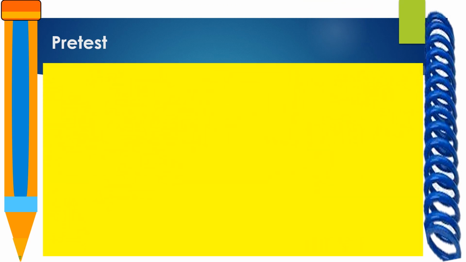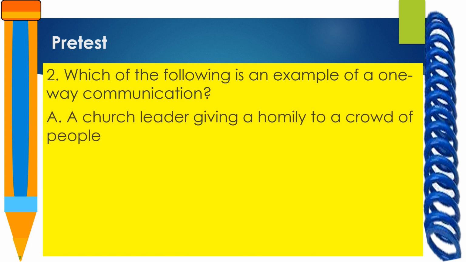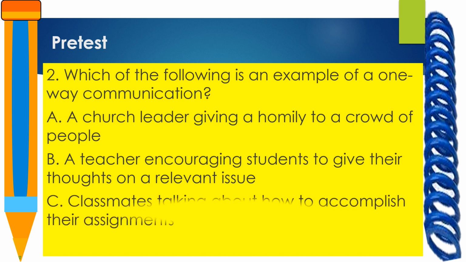Number 2. Which of the following is an example of a one-way communication? A. A church leader giving a homily to a crowd of people. B. A teacher encouraging students to give their thoughts on a relevant issue. C. Classmates talking about how to accomplish their assignments. And letter D. All of the above.